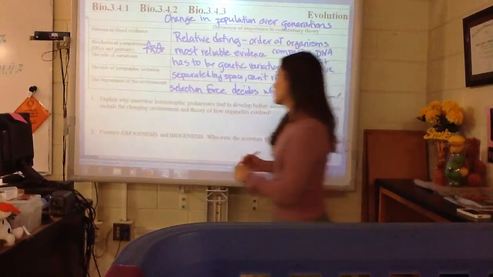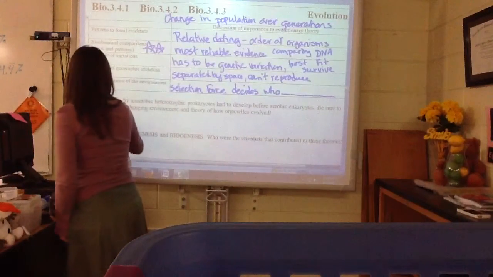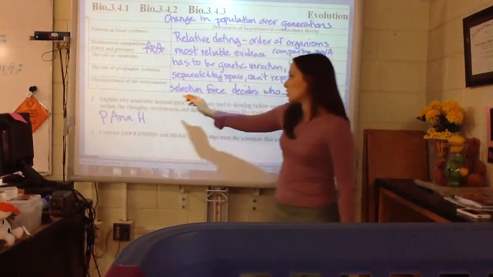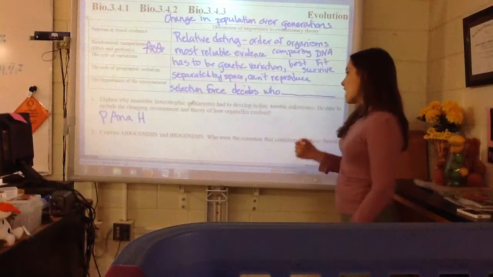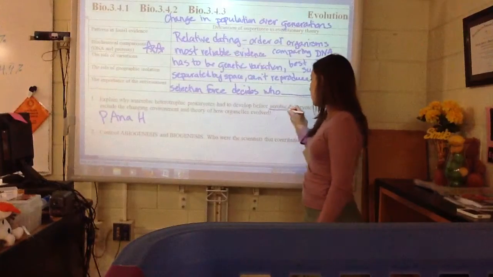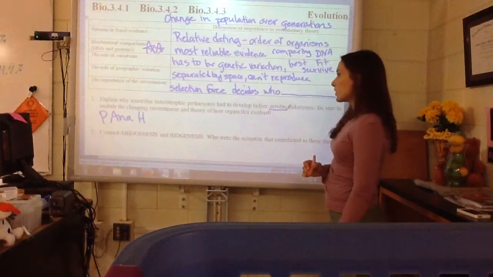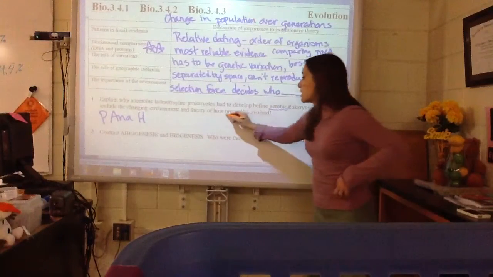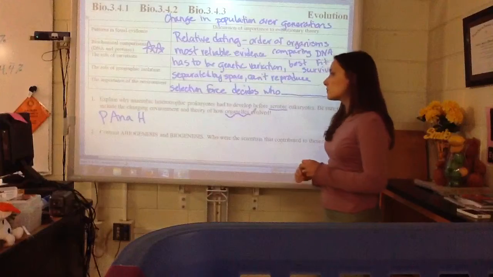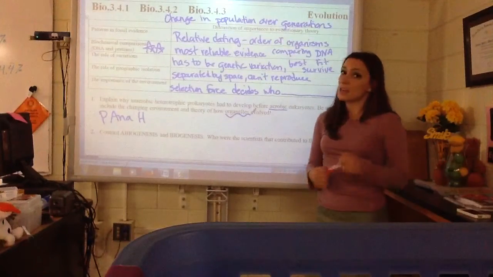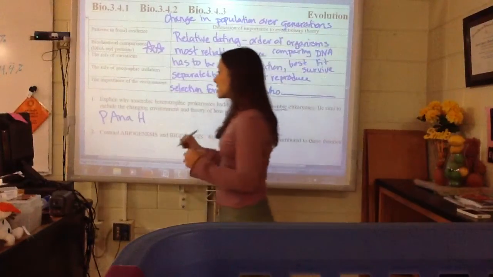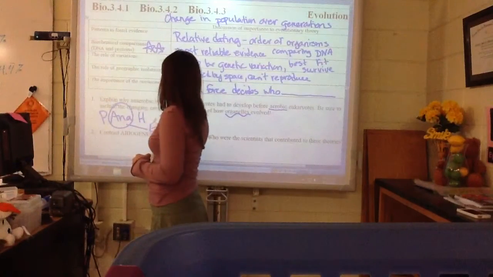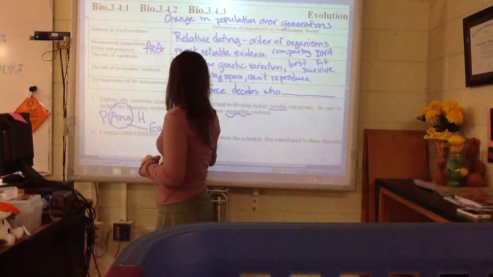Now, number one, we talked about P, Anna, H. Prokaryotic, anaerobic, heterotrophics. Why did they have to develop before aerobic eukaryotes? Be sure to include the change in environment and the theory of how organelles evolved. So, talk to me about P and H. Why were P and H most likely the ones? And this one, the Anna, has to do with early Earth.